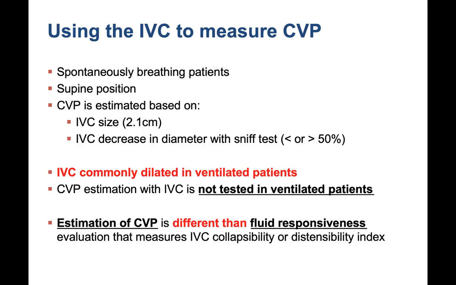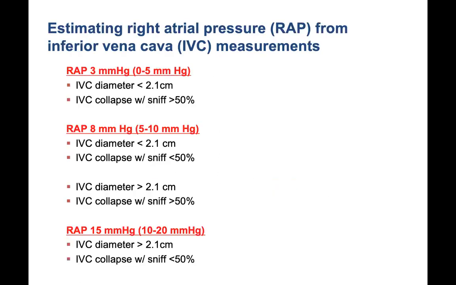Again, estimation of CVP is different than fluid responsiveness, which looks at IVC collapsibility and distensibility index. When we estimate CVP, we basically ask: is the IVC less than or greater than 2.1? Up here, if our IVC is less than 2.1 and it collapses, the pressure is probably 0 to 5, and we give it a right atrial pressure of 3. Versus down here at the bottom, if the IVC is big, greater than 2.1, and it doesn't collapse, we say CVP is 10 to 20, so we give it a right atrial pressure of 15.